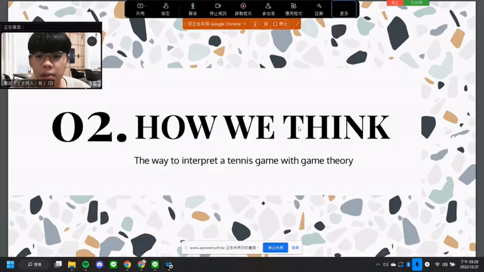Let's talk about how we think about the tennis game. How do we use a professional method to analyze the game? So far, we have learned pure strategy, mixed strategy, and various game models. The way this game is played is that one player hits the ball forward and the other player hits the ball back. This process keeps repeating. A tennis game seems to be a sequential game.